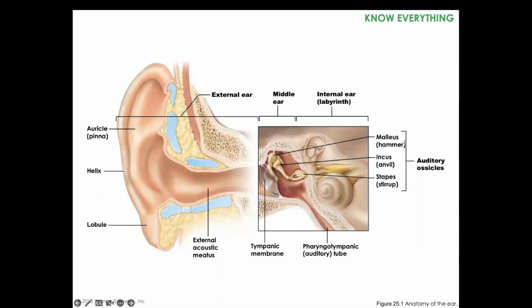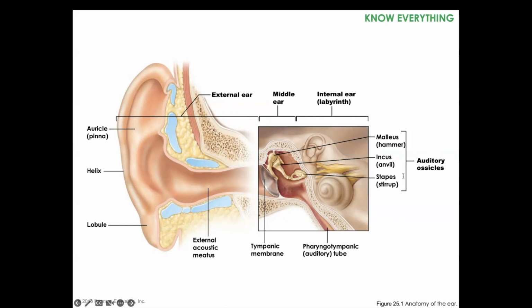The ear is divided into three different parts. You have the external ear, the middle ear, and the internal ear, also called the labyrinth. The auricle is the top of your external ear and is made of elastic cartilage. The middle is called the helix, and then the bottom is your lobule or your earlobe. The external acoustic meatus connects the external to the internal environment.